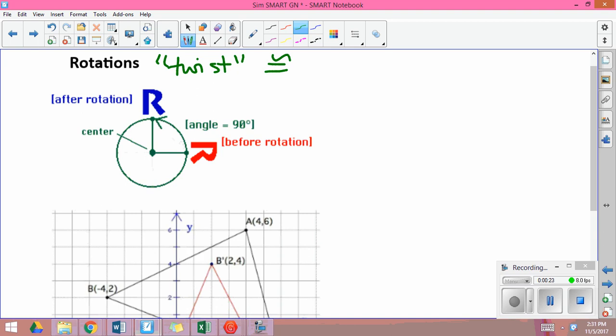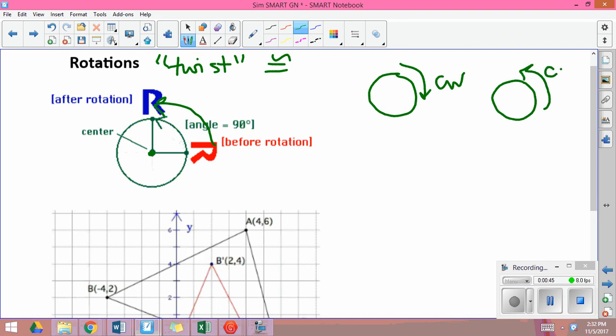We talk about rotations having a center. That's why we're going to twist. We are going to twist and just swing or rotate around a fixed point. When we talk about rotations, we talk about going clockwise, the direction of a clock, or we talk about going counterclockwise. So it's important that you read the directions.